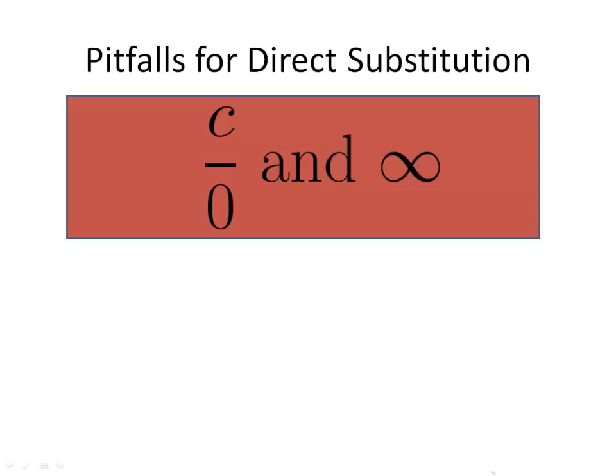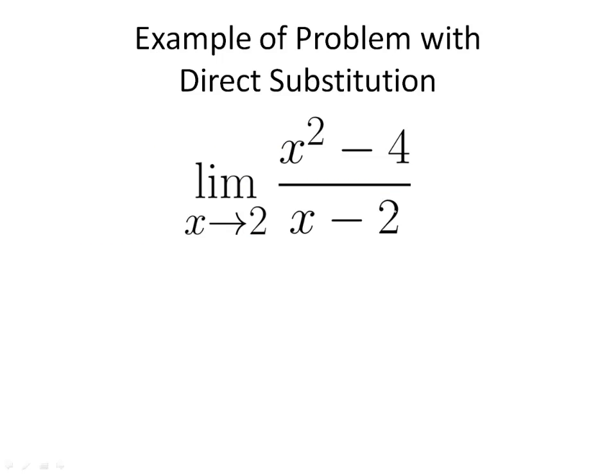But when do we have pitfalls in direct substitution? We divide by 0, and when we have infinity. So if you plug in and you get something divided by 0, some constant divided by 0, or you get infinity, that's where direct substitution does not work. Okay? So here's an example of a problem with direct substitution.